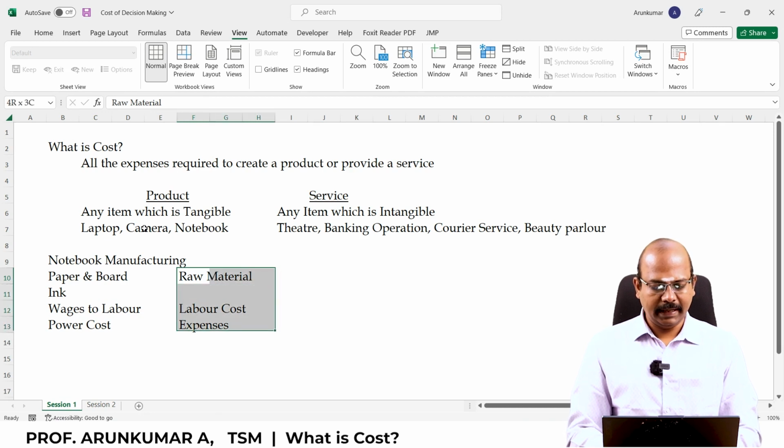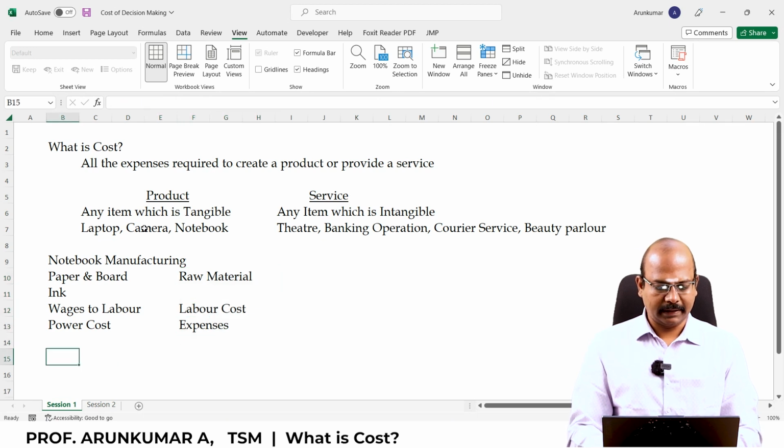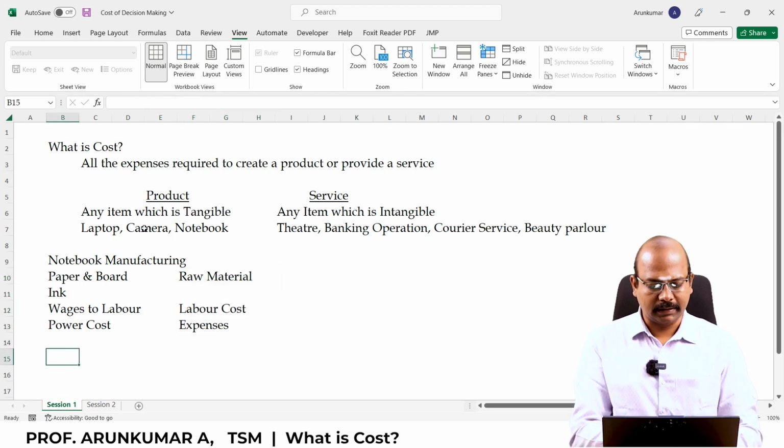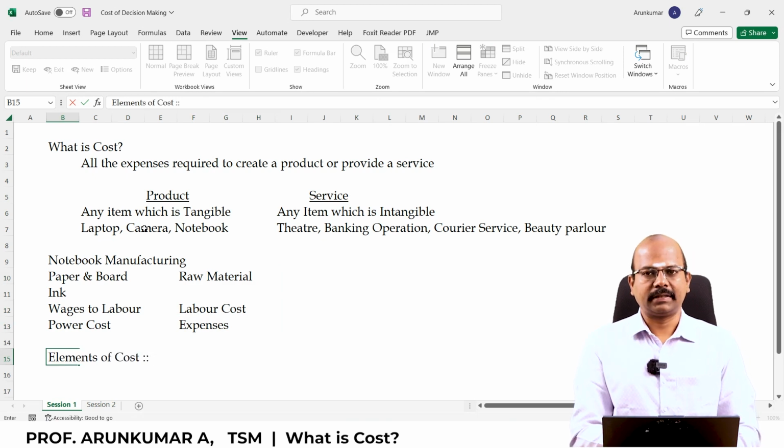So these three elements are very, very required. So understand the point. These three elements are required for manufacturing a product. So then we can call this, in cost terms, elements of cost. So elements of cost means, basically, we have understood that cost means expense to produce a product or create a product or provide a service.